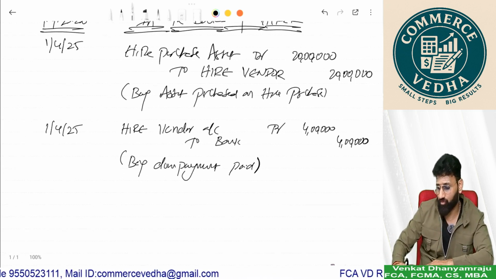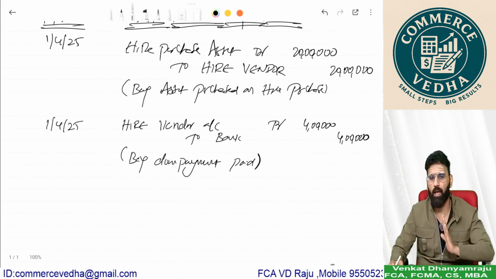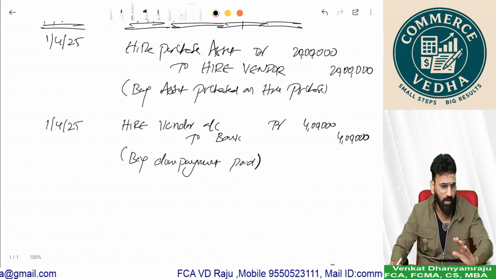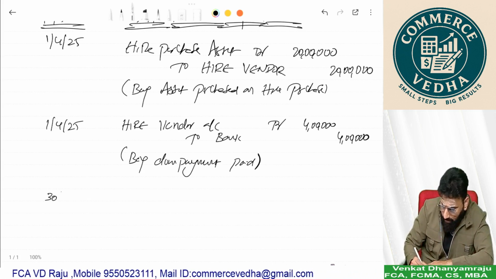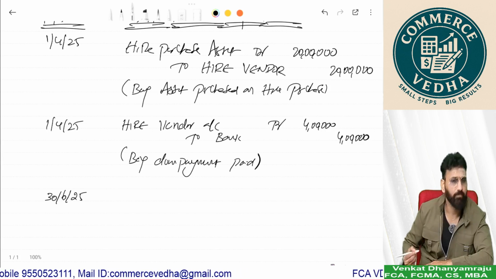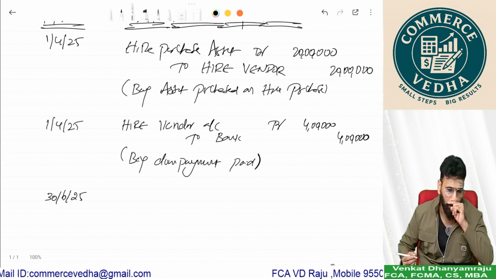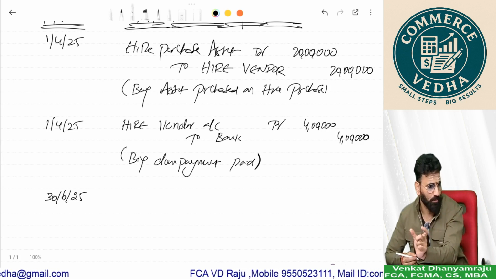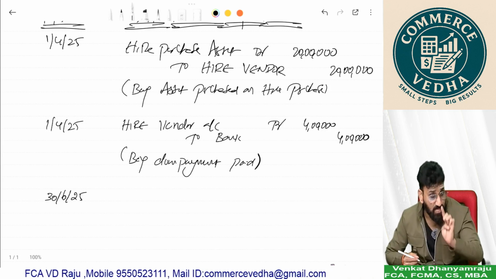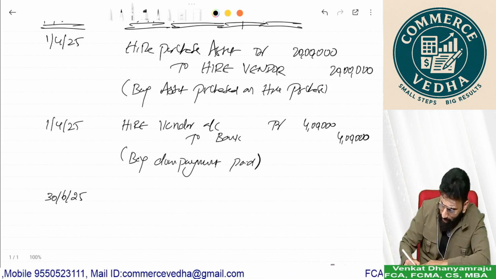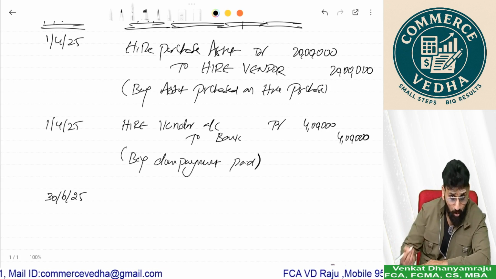Now comes the next transaction, the due entry. Assuming I'm not defaulting, I'm paying everything. So the due entry comes on 30th June 2025, the end of the first quarter. Quarter is April, May, June, 1st April to 30th June. So 30th June is my first installment due. I'll write here installment due.